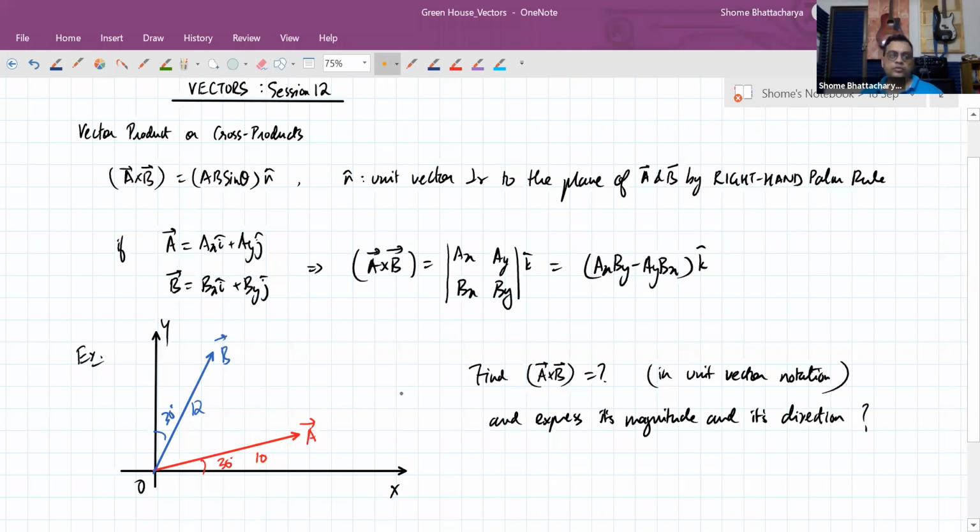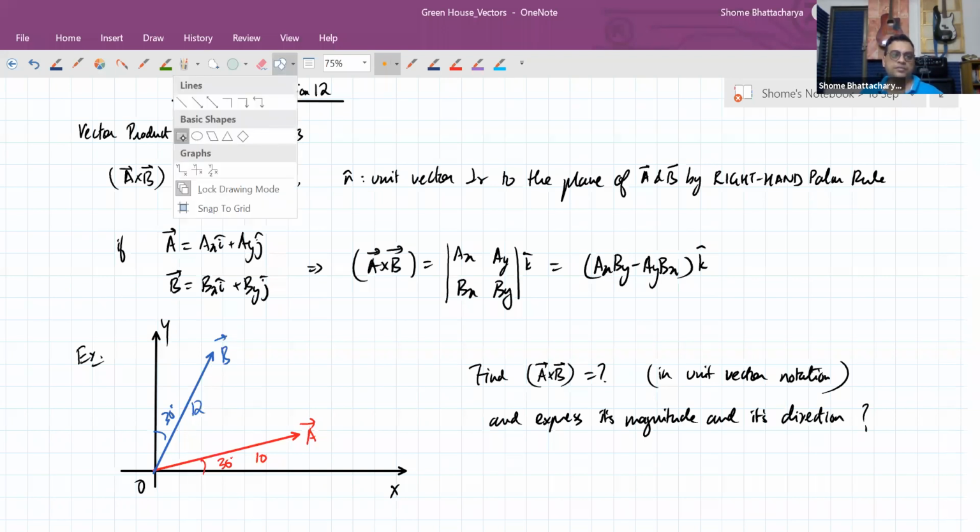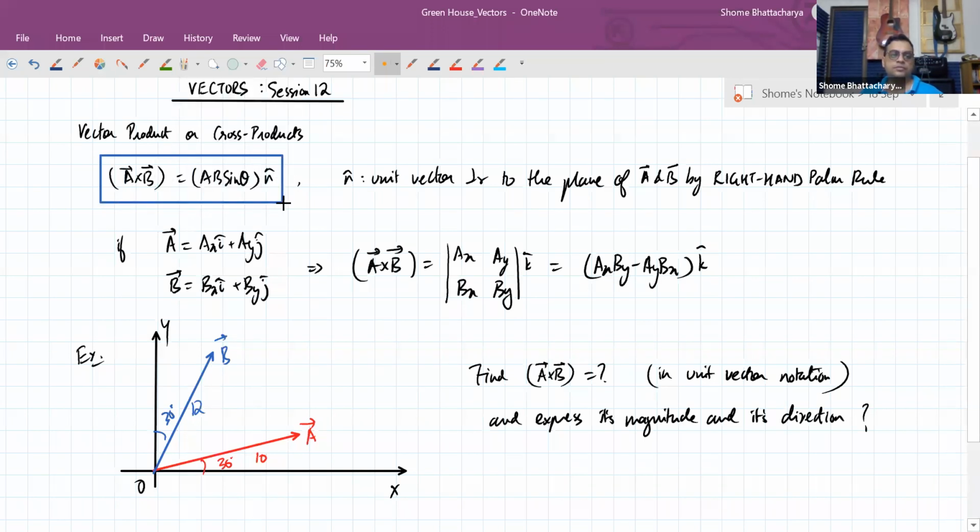So you'll realize there are two ways you can do this question. One is you can apply this fundamental definition. Or another thing you can do is first express the vectors in component form, so convert it from geometry to i cap j cap notation, and then use this formula. Ideally you should try it by both methods and show that they converge.